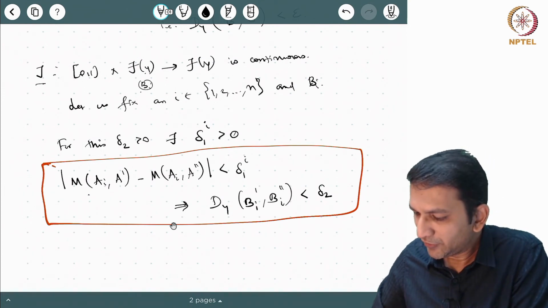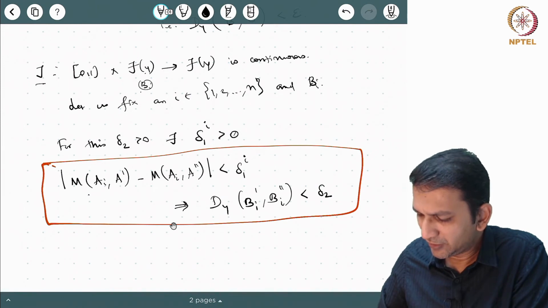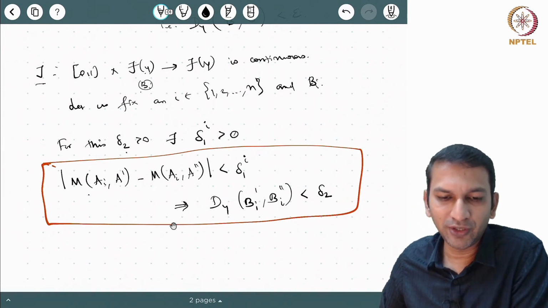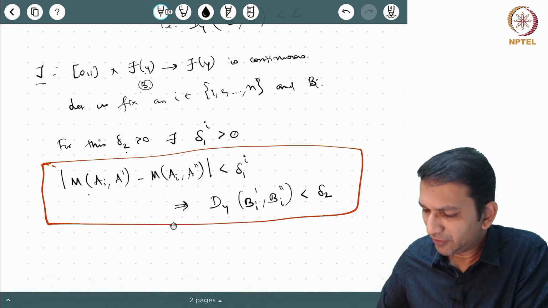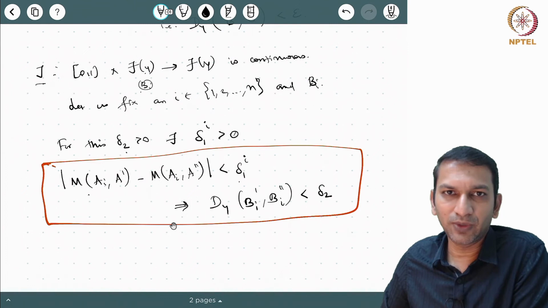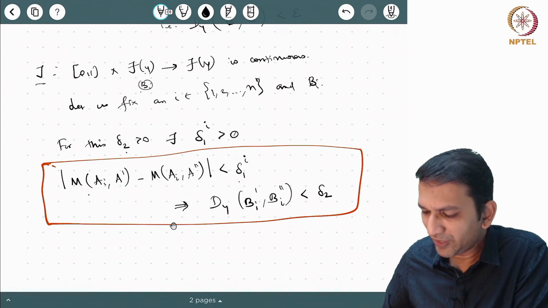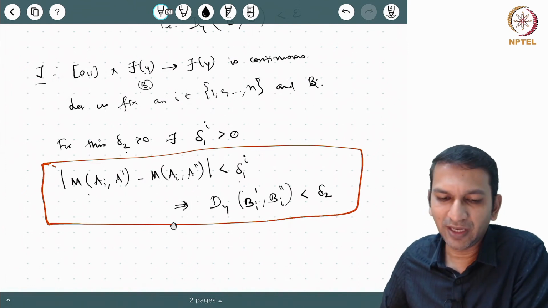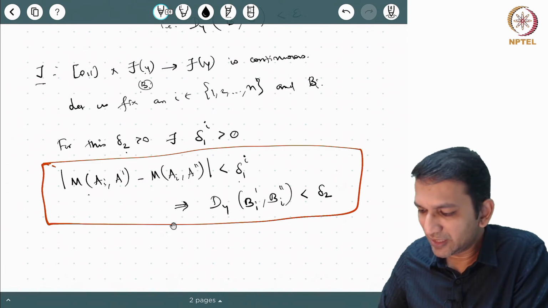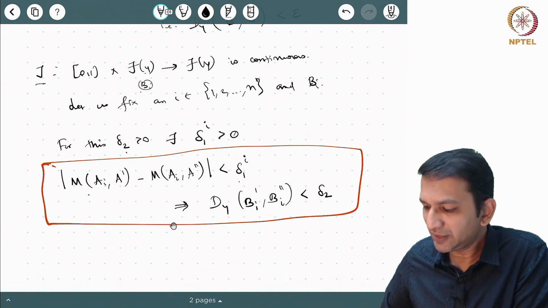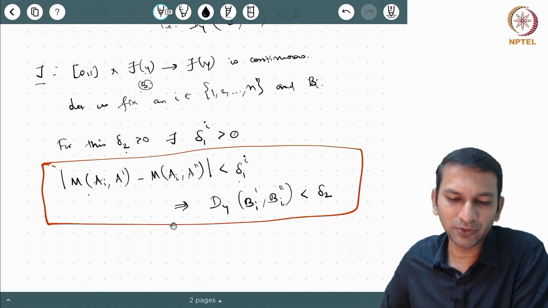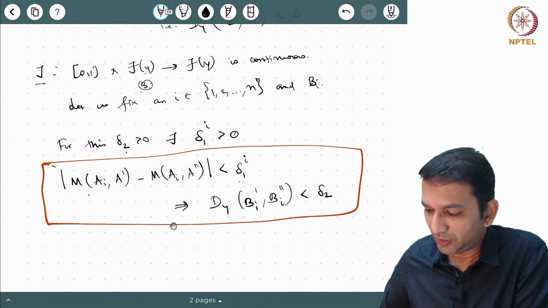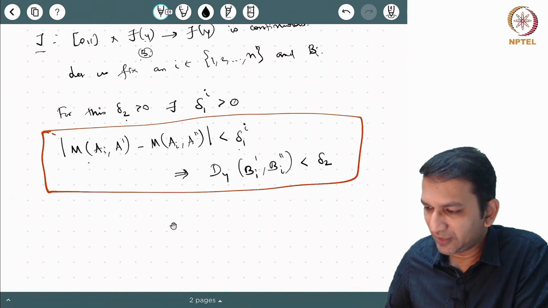We see that when delta 2 is fixed, looking at it as an epsilon, because of continuity of g, for this delta 2 and a fixed i, there will always exist a delta 1 i such that |m(ai', ai'')| whenever it is less than delta 1 i, this implies dy of bi', bi'' will be less than delta 2. Now note that this is for one i that we have done.